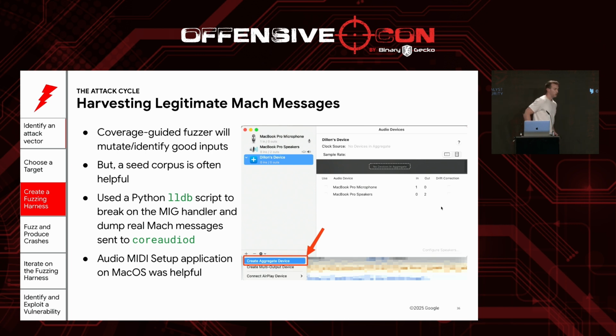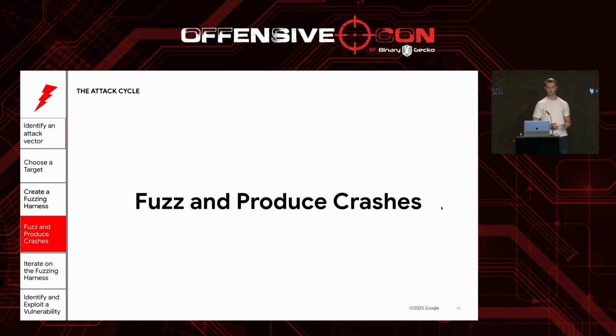Another important thing here: coverage-guided fuzzers will mutate and identify good inputs for you over time, but a seed corpus is often helpful to kickstart things and get the ball rolling, so you're not just sending random data to your fuzzer to start with. So I used a Python LLDB script, hooked onto that MIG handler, and then just interacted with the system. The Audio MIDI Setup application for macOS was pretty helpful, actually, because you can create new audio devices and set audio settings pretty easily, and I harvested those messages to feed as that initial corpus to the fuzzer.